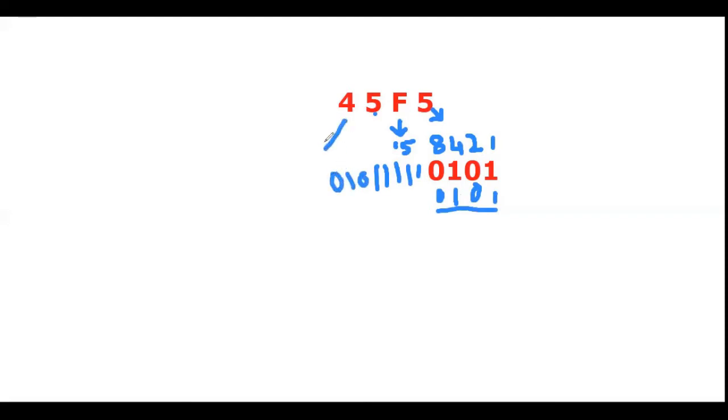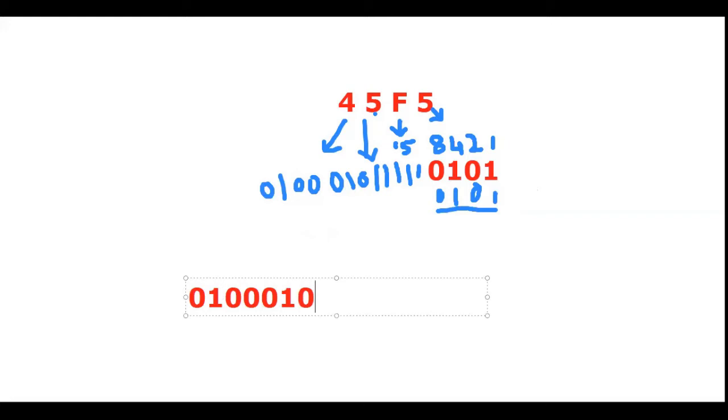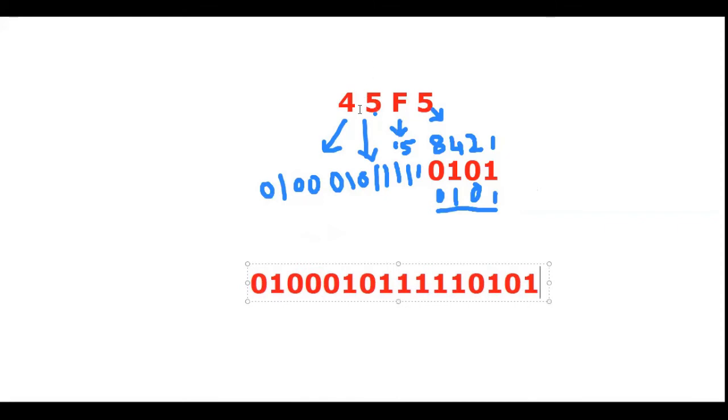And finally, I have to write 4. How will I write 4? 0, 1, 0, 0. So this entire thing together is my hexadecimal number. If I have to write it, I will write 0, 1, 0, 0, 0, 1, 0, 1, 1, 1, 1, 1, 0, 1, 0, 1. And if I sit and convert this back to hexadecimal, I will get 4, 5, F, 5. Yes?